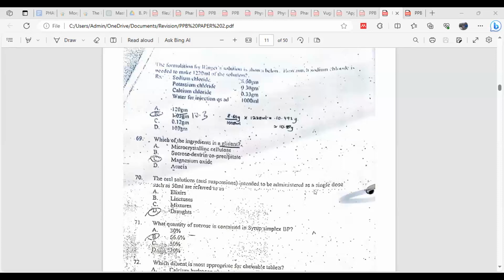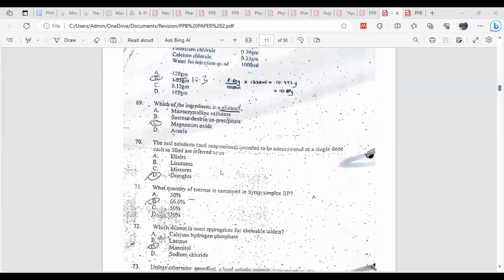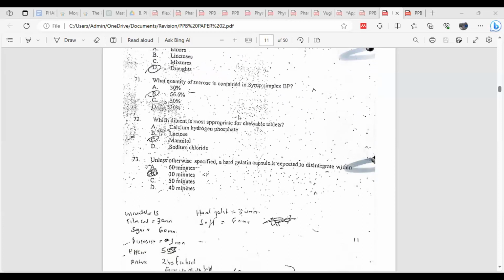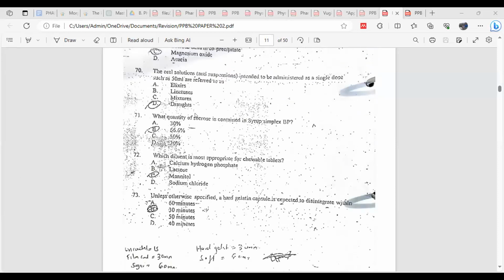So here as we go we answer. Are you being tested on pharmacology or on general knowledge? That's number 70. It's draught. My laptop, the options aren't on my screen. Please scroll down a little. Now you've gone too far down. There. Oral solutions are intended to be administered as a single dose. You said it's D. Okay.